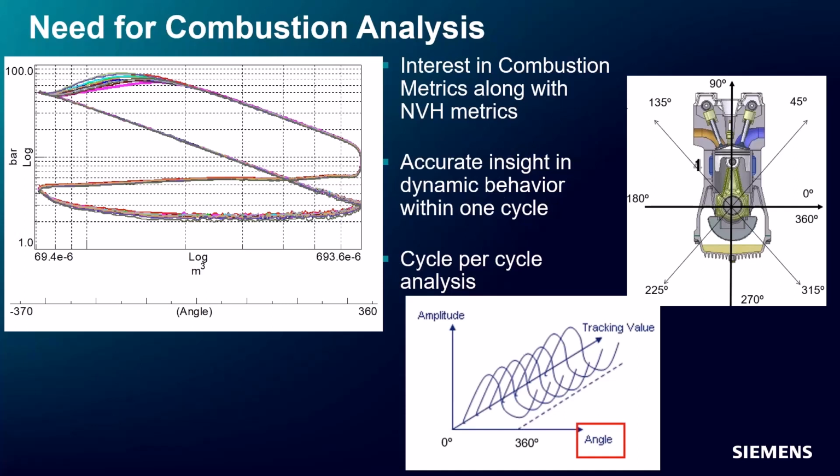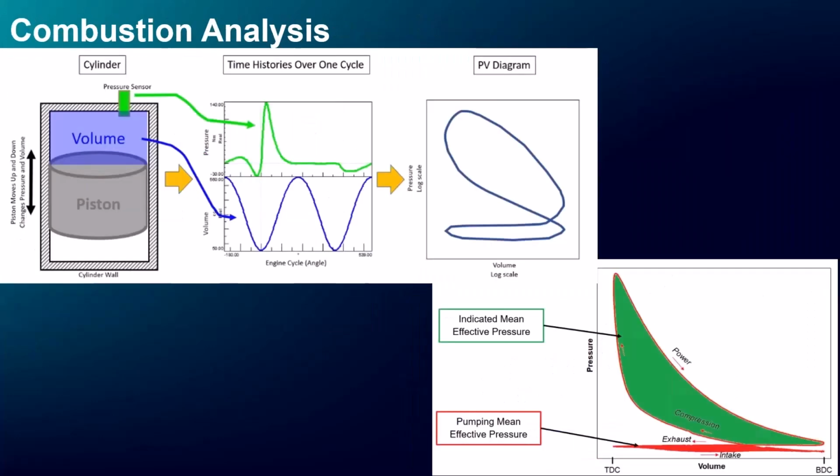So we don't want to depend on just a single cycle for our analysis because there's a little bit of variation in the combustion cycles from cycle to cycle. So that's why we want to look at a whole bunch of cycles or cycle per cycle. Right, exactly. So let's go to the next.